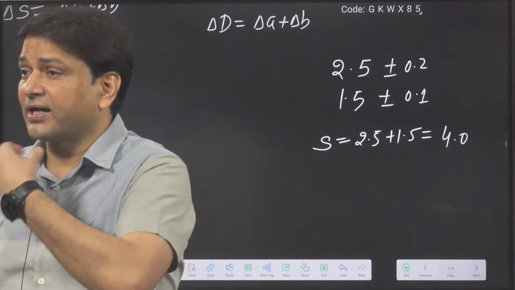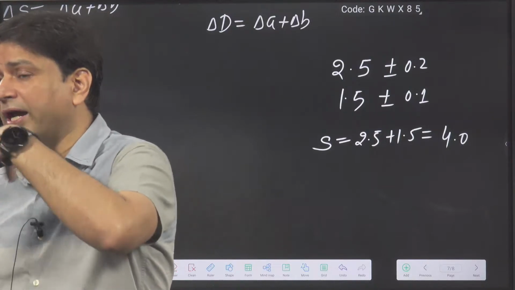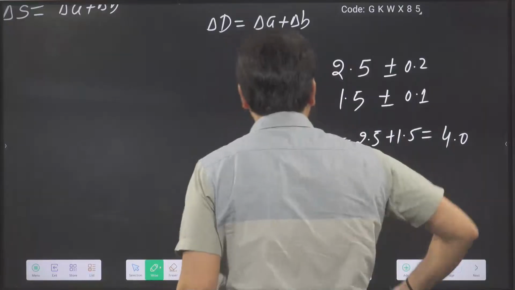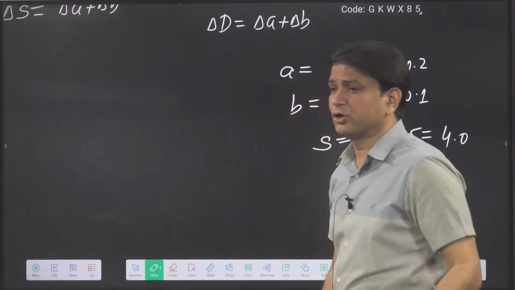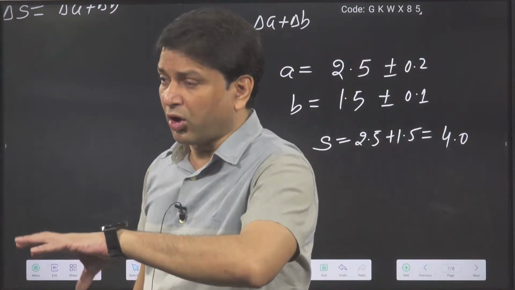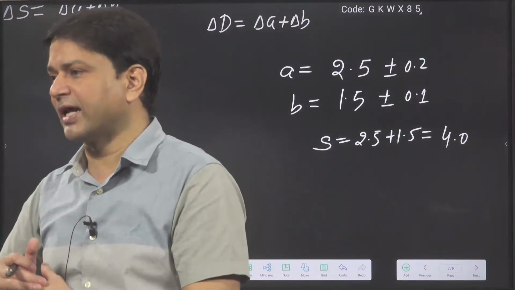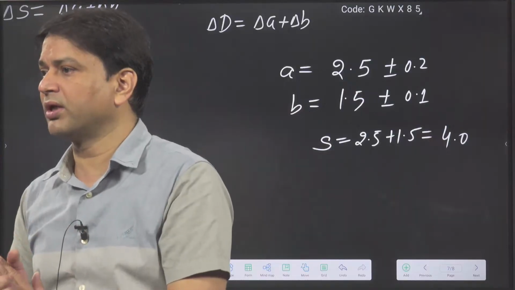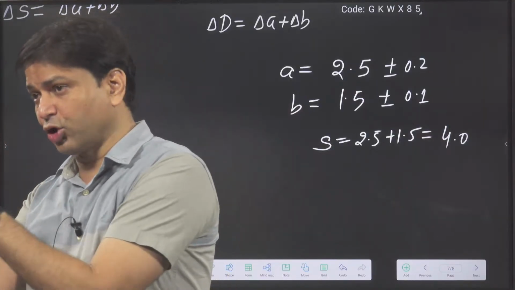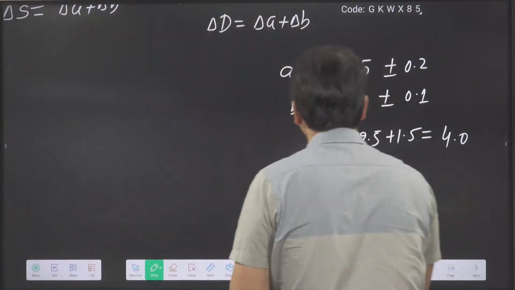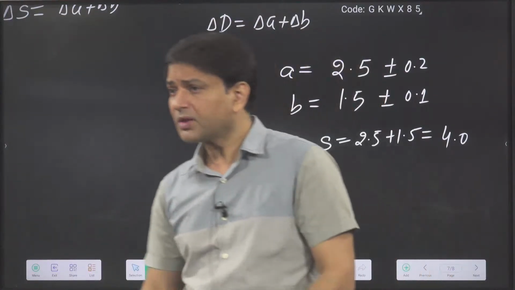Why I am saying that error we are always adding? Suppose I measure the first quantity A, and this is B. I don't know whether A I measure more than actual or less than actual. Suppose I am measuring A more than actual. Then what is the A I will measure? Maximum 2.5 plus 0.2, that is 2.7. So maximum A what I can measure is 2.7.